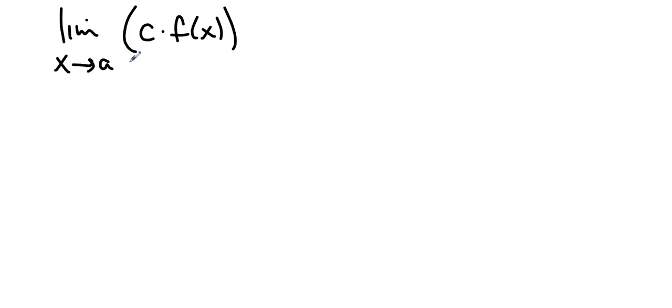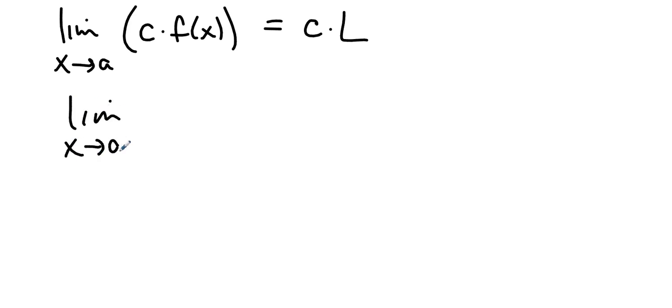But wait, there's more. The limit of some constant times f of x as x approaches a. Well, what happens with that? These values are all getting closer and closer to L as x approaches a, and this is just a scalar multiple, so this is just the number that stretches the graph vertically, so L gets stretched by a factor of c.